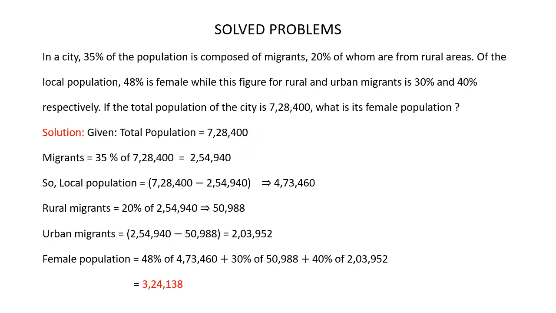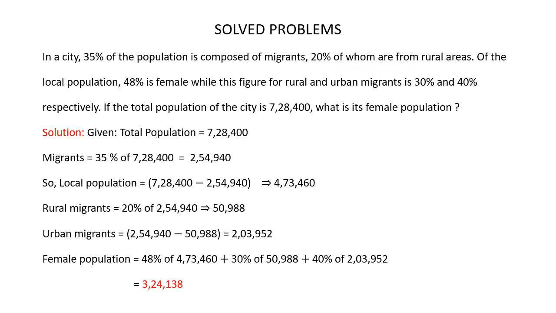Now we know that total population is this much and migrants are this much. So local population is equal to 7,28,400 minus 2,54,940, which is 4,73,460. So the local population is 4,73,460.